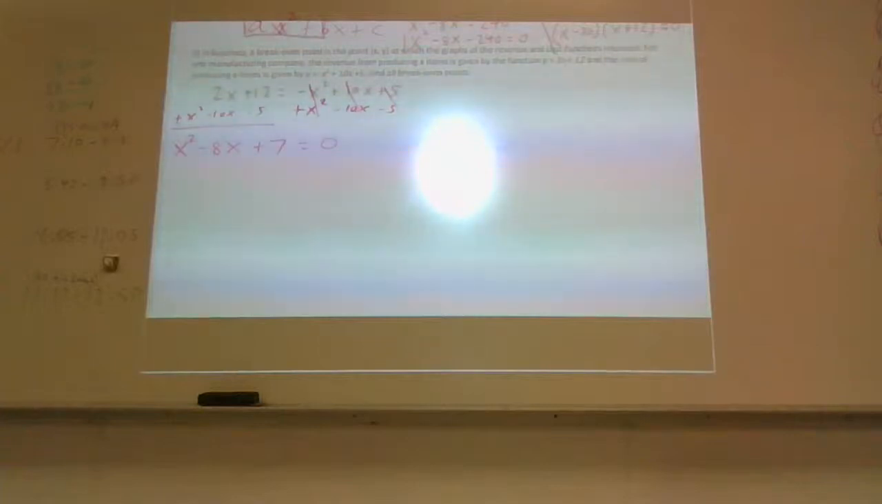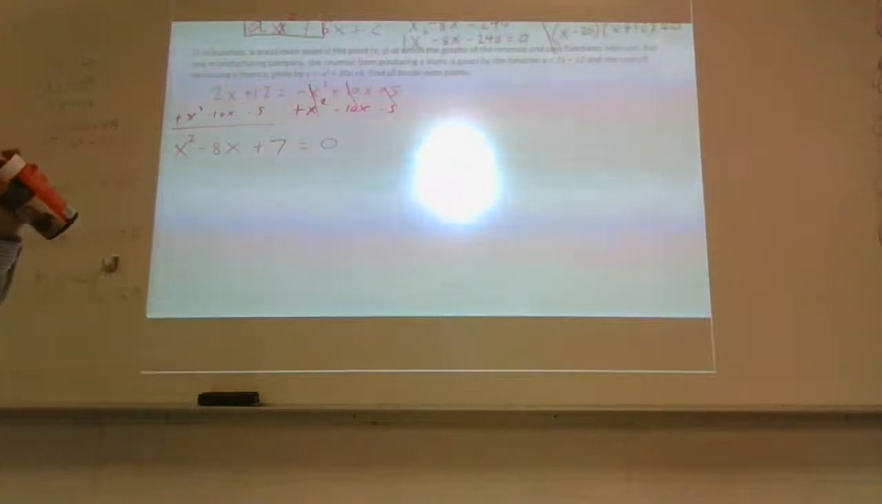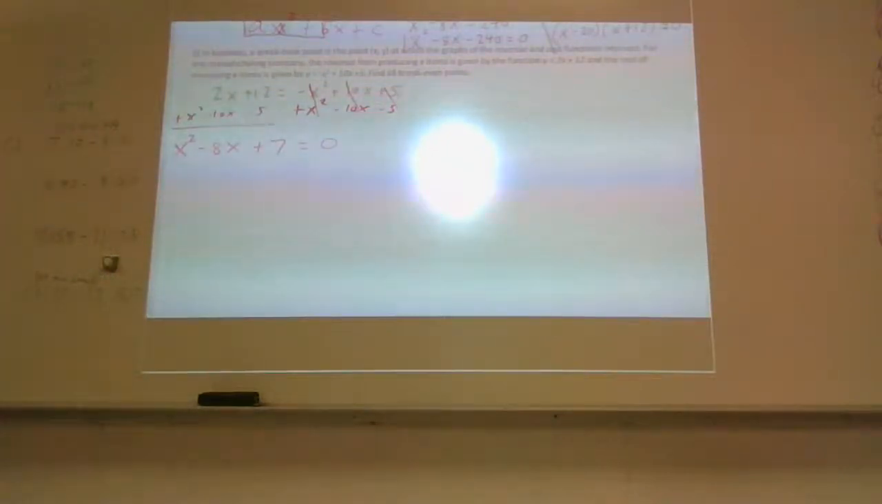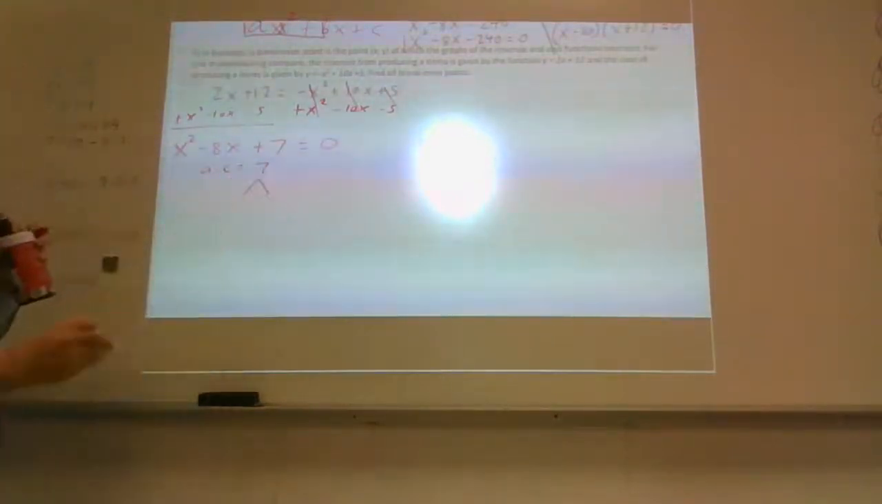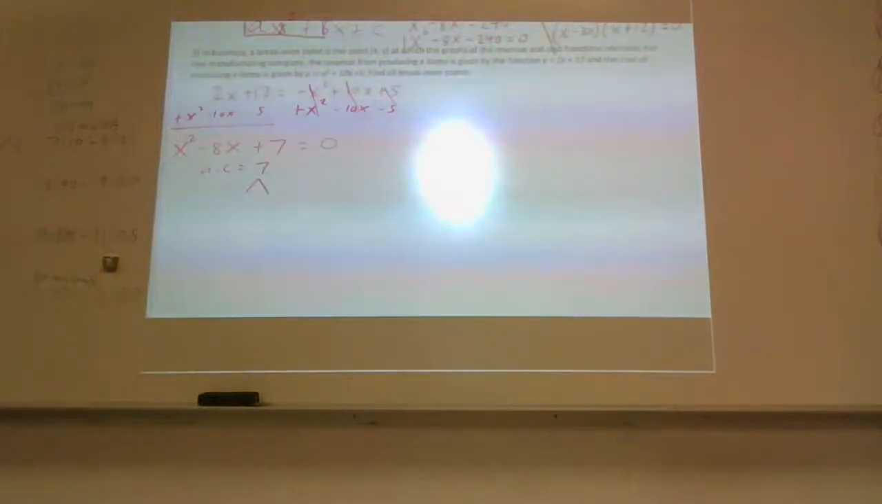Got to get one side equal to 0. I would suggest make sure the x squared is positive. Whatever the ax squared is, make sure it's positive. That is my resulting quadratic. So I'm going to go about factoring this thing. A times c is 7. Ooh, 2 magic numbers that multiply to 7, but add up to -8? They both got to be negative.